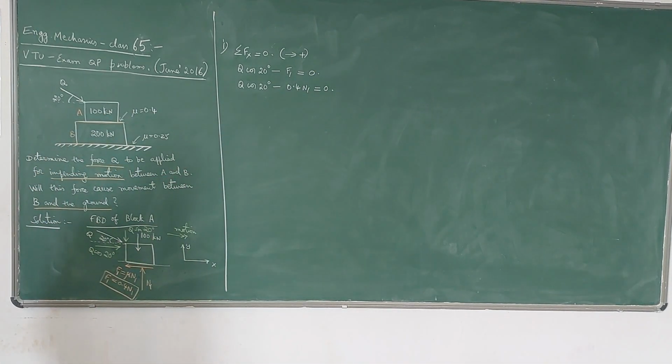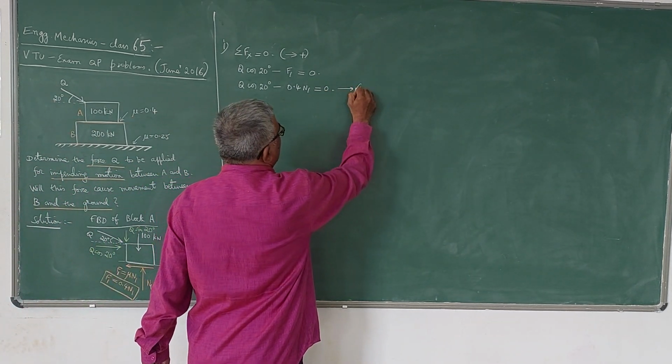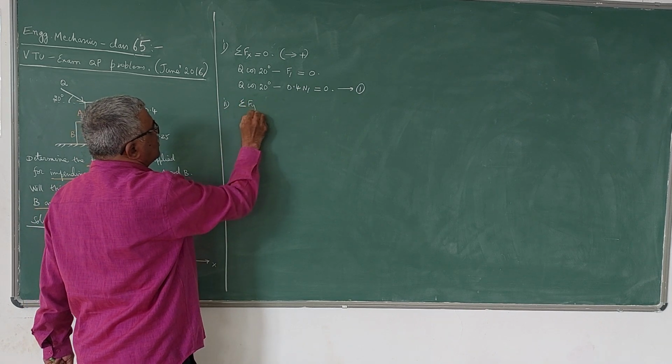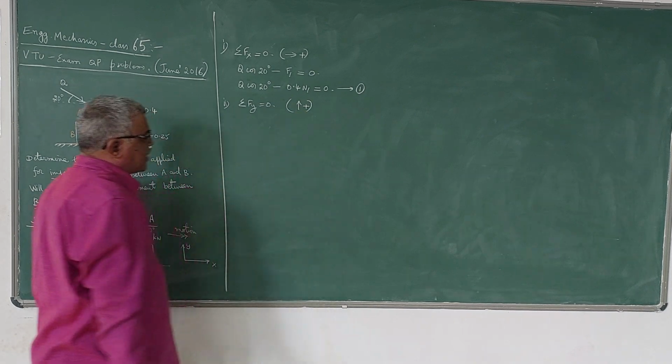So we cannot solve this because there are two unknowns. So this is equation 1, I call. Now the second equilibrium equation is sigma F1 is equal to 0. The sign convention for this is upward force positive, downward force negative.